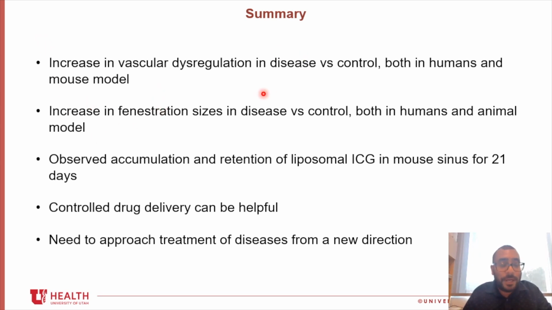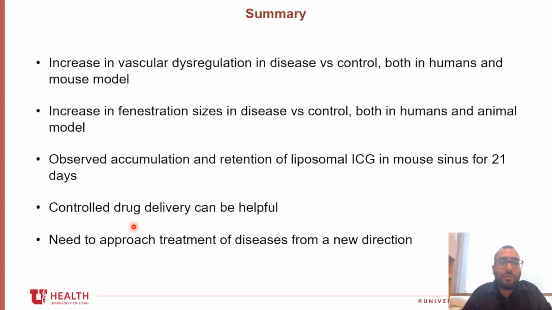So essentially, in summary, what I want to say here is that we see an increase in vascular dysregulation in disease versus healthy, both in humans and mouse model, which we talked about in terms of increase in the fenestration sizes, increase in the number of blood vessels. And again, I say the same thing here, that we see an increase in fenestration sizes, which is important because EPR-like effect also exists in inflammatory diseases, which now people have started to realize and are exploiting for improved drug delivery in inflammatory diseases as well.